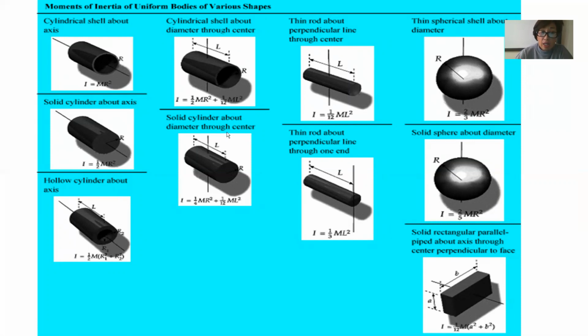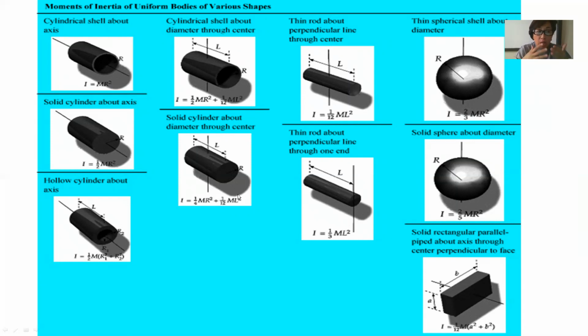And a solid cylinder about a diameter through the center. Using a solid cylinder about a diameter through the center, the moment of inertia will be 1 divided by 2 MR squared plus 1 divided by 12, because the axis is through the center on the diameter. And we're using the moment of inertia 1 divided by 12 ML squared.